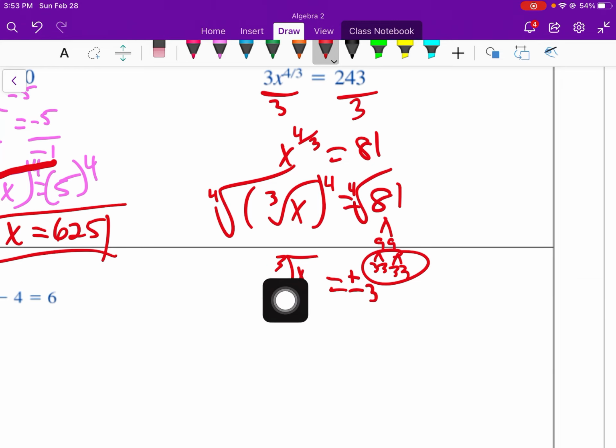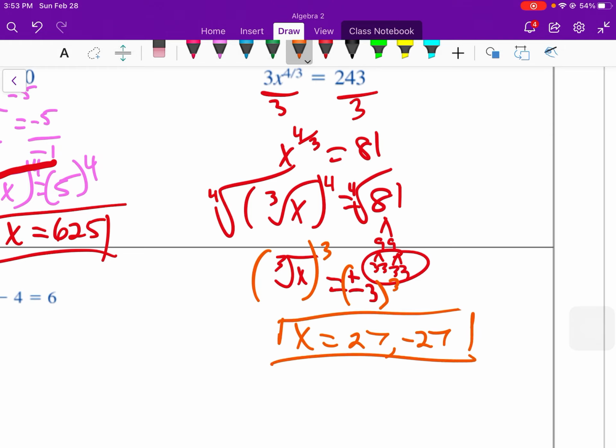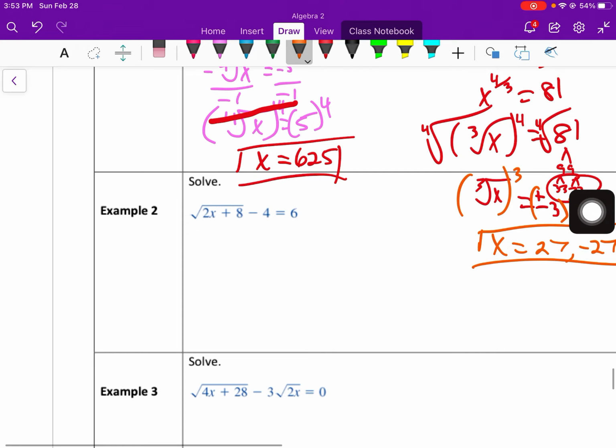Now my inverse operation, if it's the cubed root, would be to cube both sides. So x equals, I'm cubing plus and minus 3. So we will get two solutions here. It'll be a positive 27 and a negative 27. Keep that in mind when we are solving as well. If I were to plug them in, my index is 3, so we can take the cubed root, so there are no worries about extraneous solutions here.